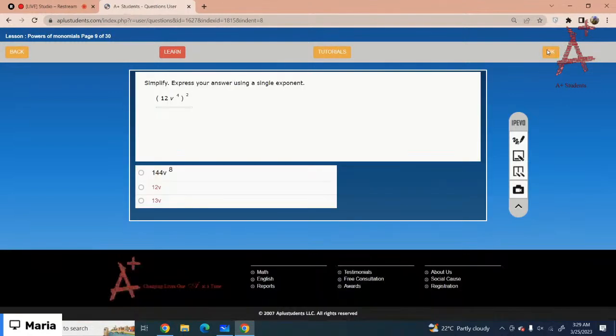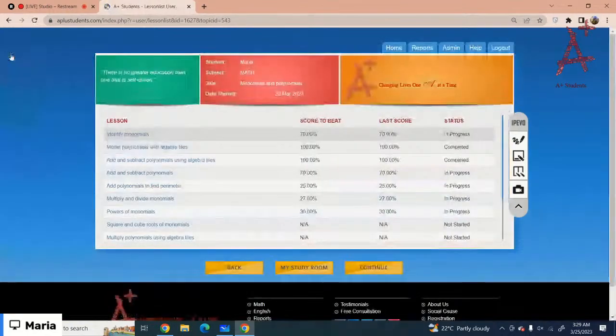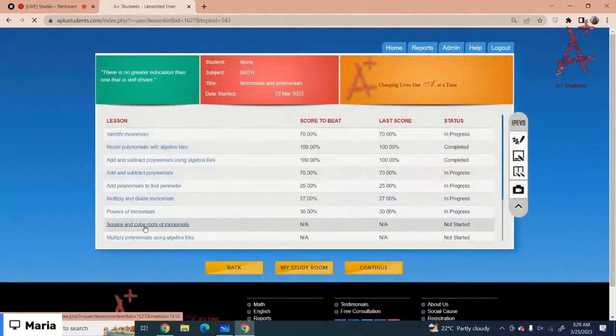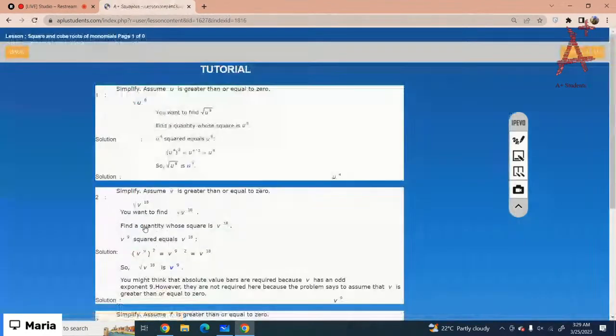Okay, you can complete the test by yourself later today. Let me just move on to the next lesson. The next lesson is square and cube roots of the polynomials. Let's just start with the next lesson, that is square and cube roots of polynomials. So let's just start with the first example.